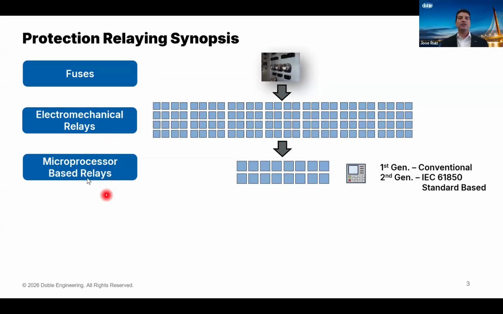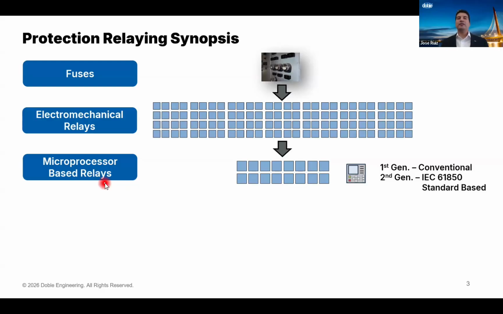Then we got the microprocessor-based relays, but I want to mention that between the electromechanical relays and the microprocessor-based relays, in the middle of the 1900s, we had something called solid-state relays. The solid-state relays were basically using some electronic components to work on the same principles as electromechanical relays to do the protection. Then in the early 1980s, we got the microprocessor-based relays.